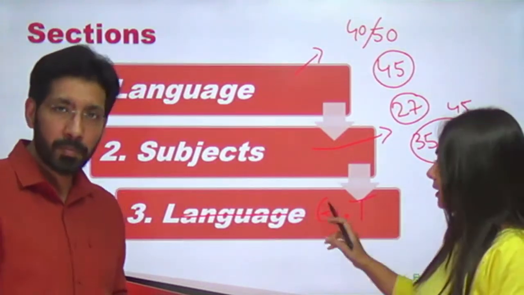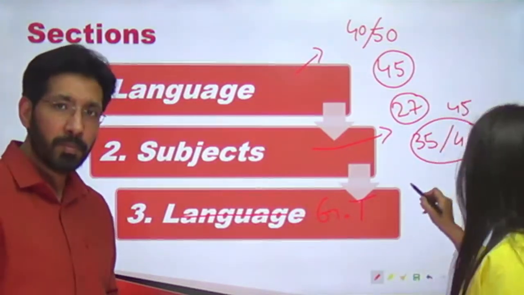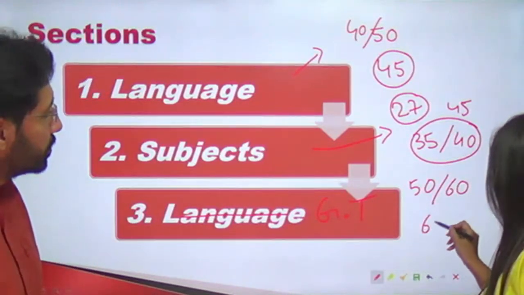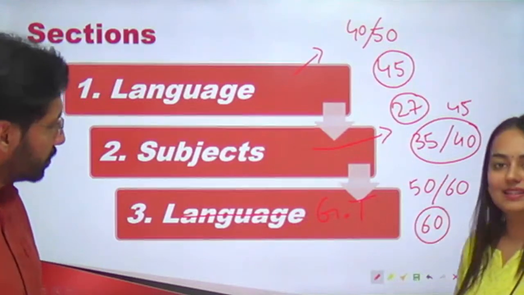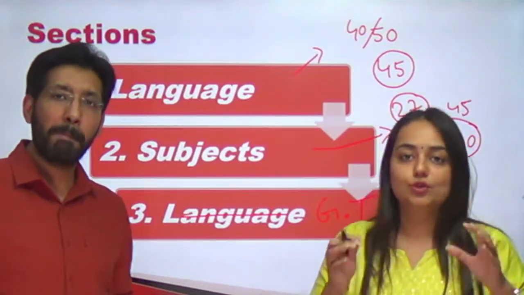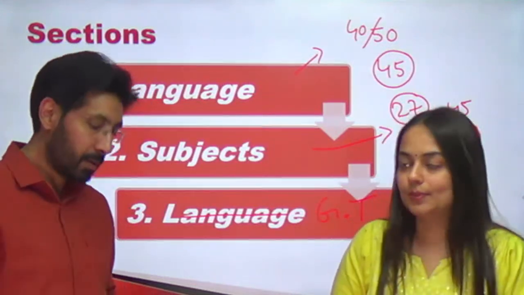The last one is GT. You have to do 50 questions out of 60 questions, and the time limit will again be 60 minutes. So you have good enough time to use and to invest to do the right set of questions.